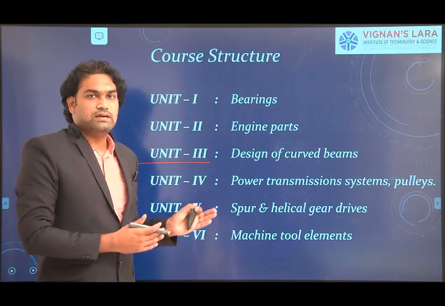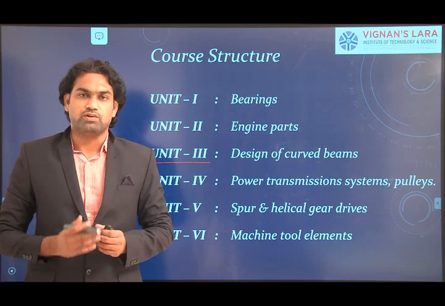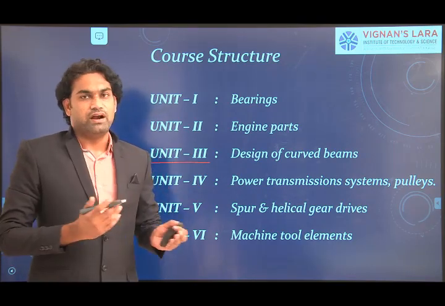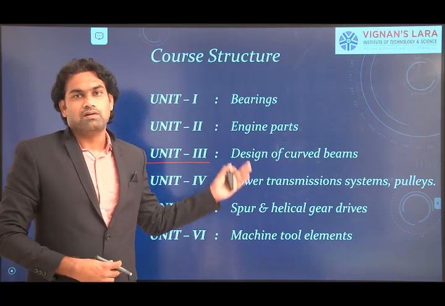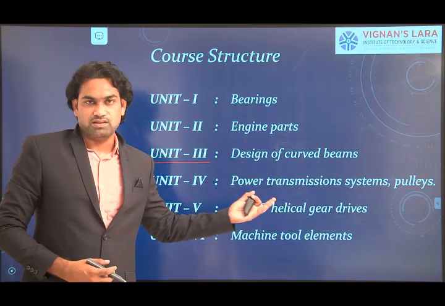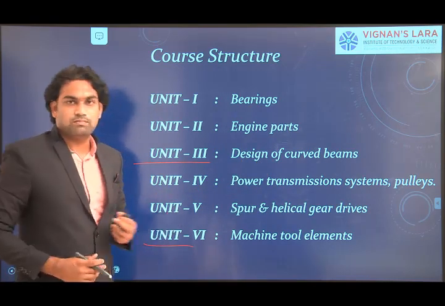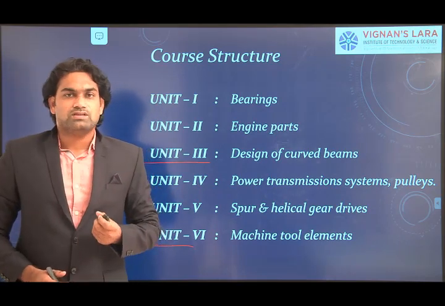Unit 4 is the design of power transmitting devices, like belt drives and pulleys. Unit 5 is gear drives, where we discuss spur gears and helical gears. Unit 6 is machine tool elements, such as rope drives, wire ropes, and levers. Clear? These are the 6 units the total syllabus consists of; that is the course structure.